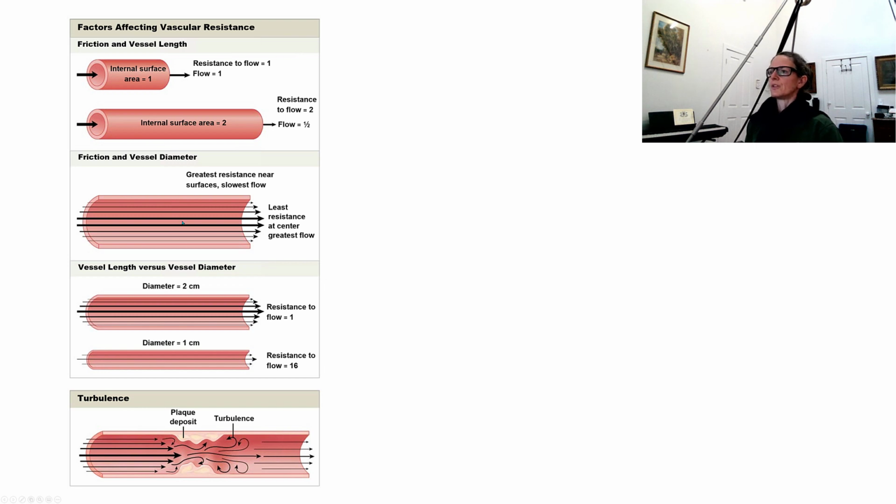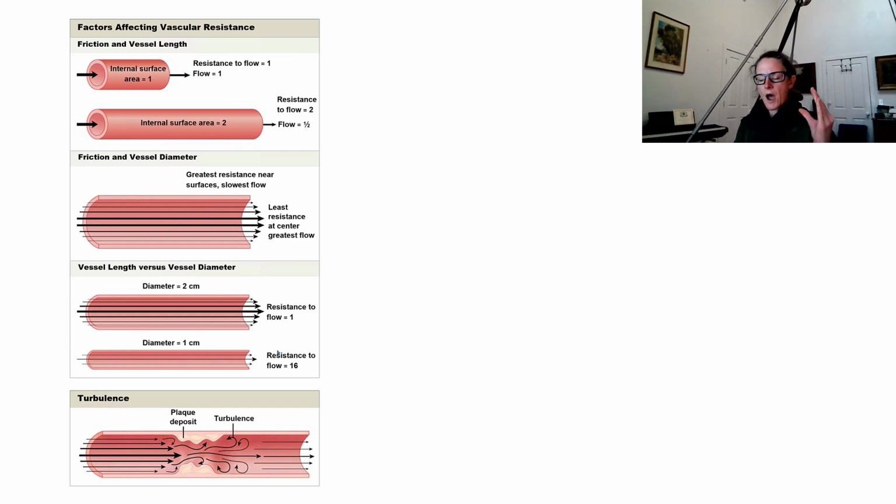So the main determining factor that's going to create the most resistance in the body is going to be changing the blood vessel diameter. When you change the blood vessel diameter, you are exponentially, by a factor of 4, going to increase the resistance as you decrease the blood vessel diameter. So for example, if you have a blood vessel diameter that's 2 centimeters and you decrease that diameter to 1 centimeter, you are going to increase the resistance to flow 16 times. So even very small changes in blood vessel diameter are going to create the largest changes in peripheral resistance.